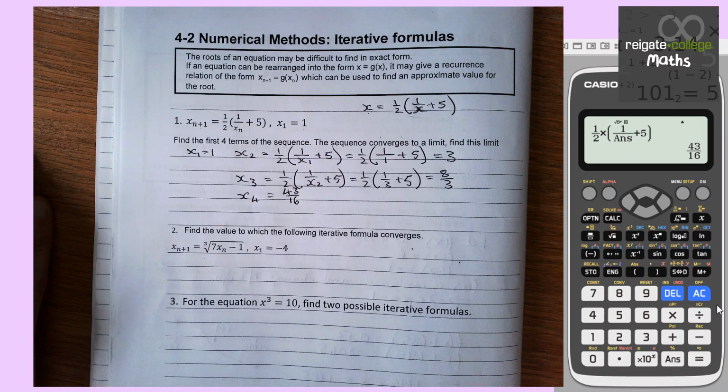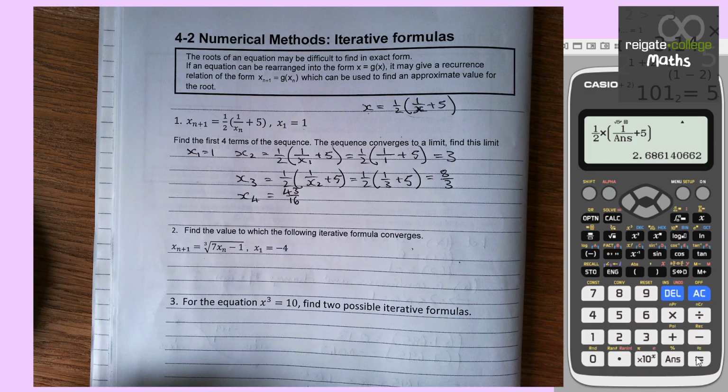It says the sequence converges to a limit. Find this limit. So we're going to find that limit by pressing equals repeatedly. So that's our x5, x6, x7, x8, and so on. And you can see now we've got 2.686, 2.68614. If we keep pressing again, it's still 2.68614, and what's changing is just about the 6th, 7th, and 8th decimal places. So that's probably accurate enough for us, isn't it? If we press equals again now, it's not changing.